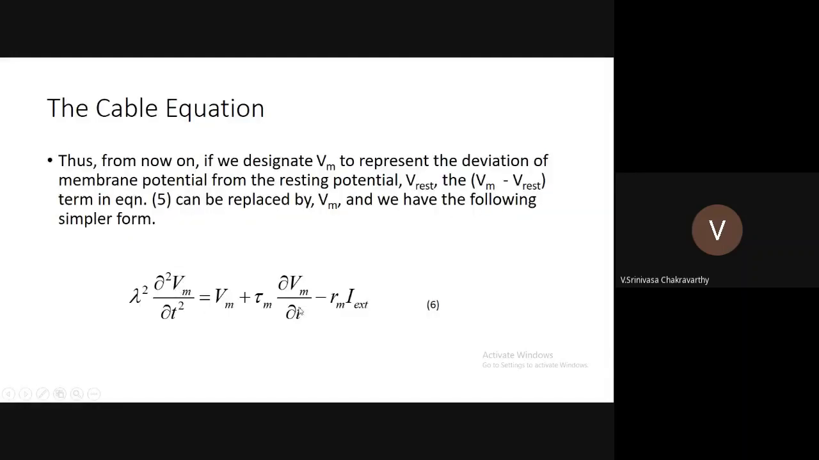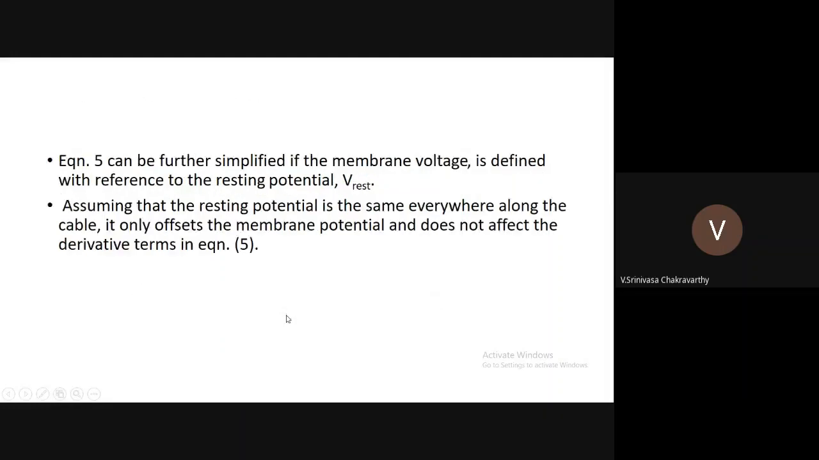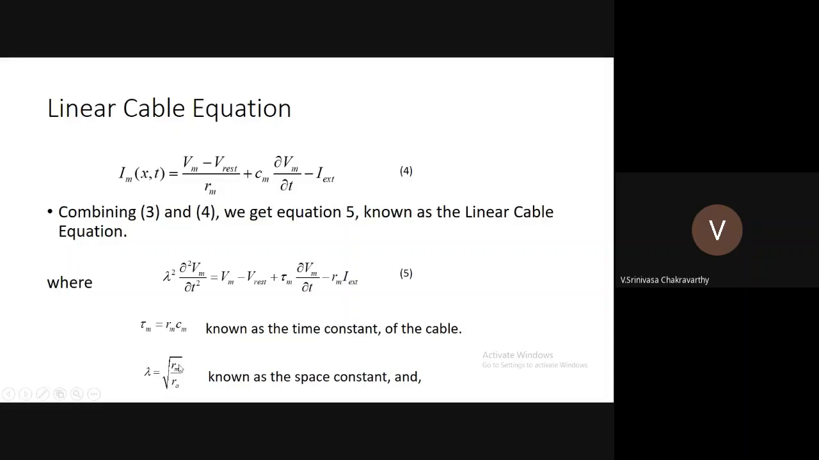Here we introduce two new parameters. One is lambda, defined as the square root of Rm by Ra. Note that the units of the square root of the ratio Rm by Ra is length. So lambda is called the space constant. And tau m is Rm times Cm, whose units are time. Therefore this is called the time constant of the cable.